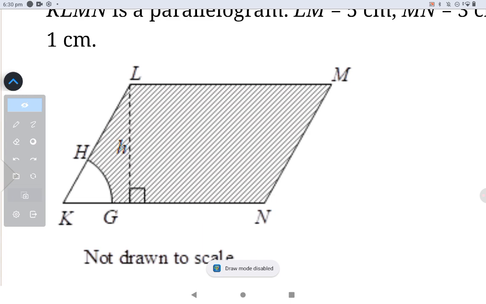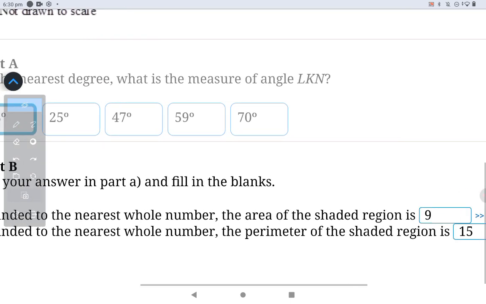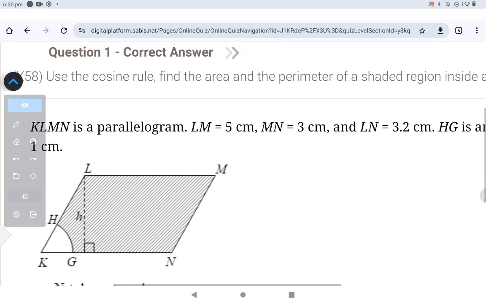That's it. Now, what do they want now? Round it to the nearest whole number, the perimeter of the shaded region. Okay, perimeter.